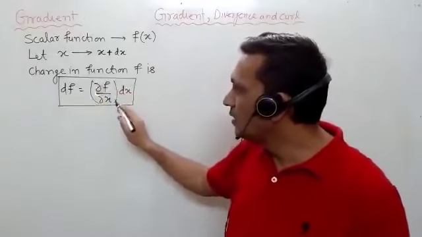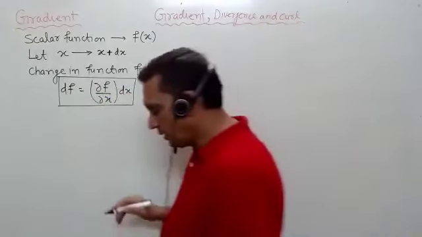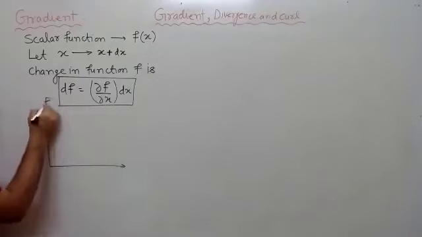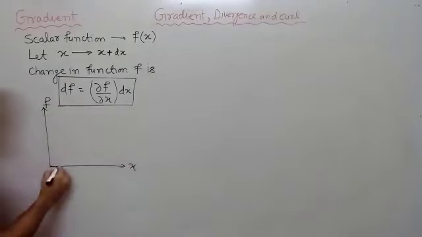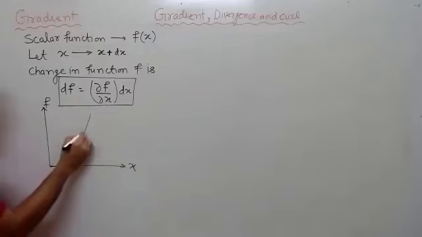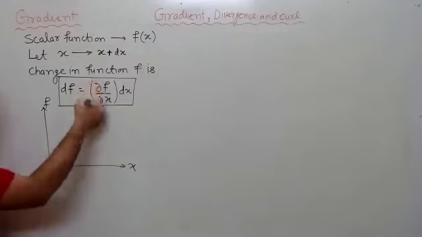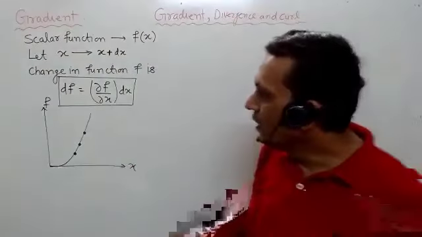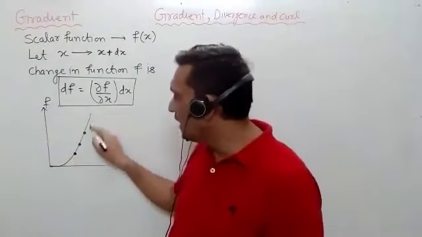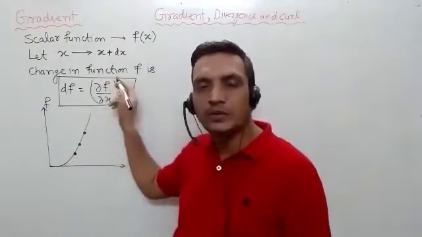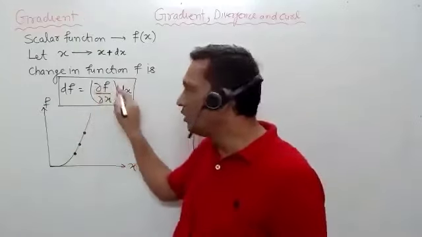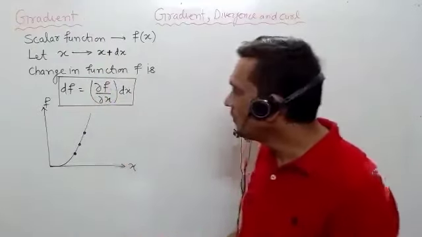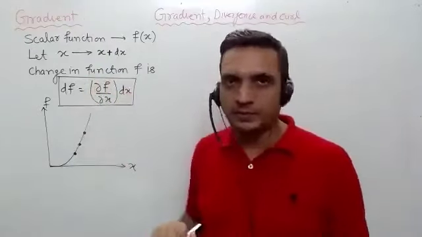And this represents the slope at a particular point. If you plot f versus x, at different points you can locate its slope. So this del f by del x represents the slope at a particular point, and you can see how fast the function is changing. If the function is changing very fast, the derivative will be large. If the variation is very small, then this value will be small. So that you know in one dimension.